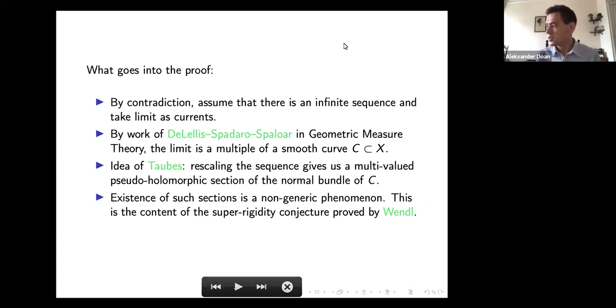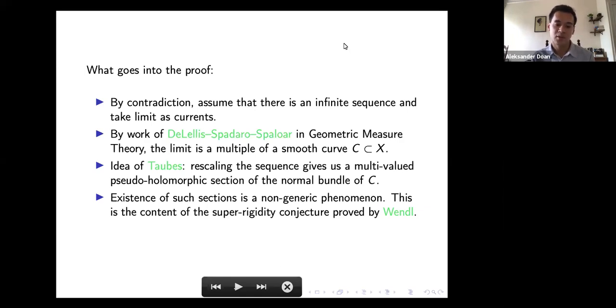So why multi-valued? In general, if you have a curve and you want to perturb it, the obvious way is to take a normal vector field and a graph of that. But you could also take a multi-valued normal vector field. So for example, over every point of C, you have two normal vectors. And then you could also get the graph of that, and that will be a curve in the normal bundle that is a double covering of your curve. So in general, if you rescale this sequence of curves, you get one of these multi-valued sections of the normal bundle. And because the curves were pseudo-holomorphic, the sections are pseudo-holomorphic.